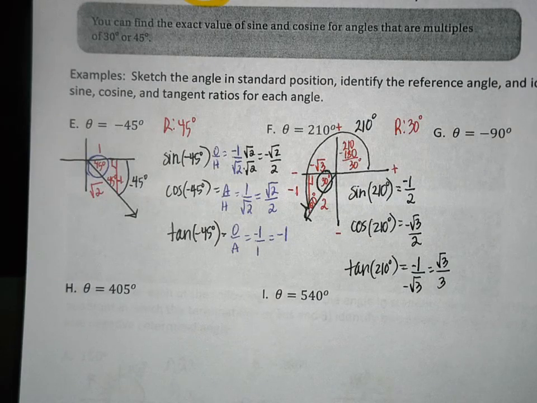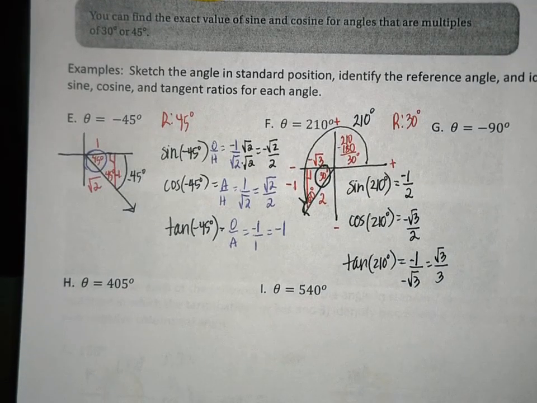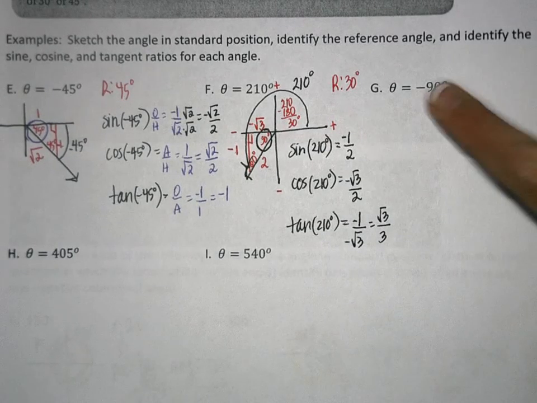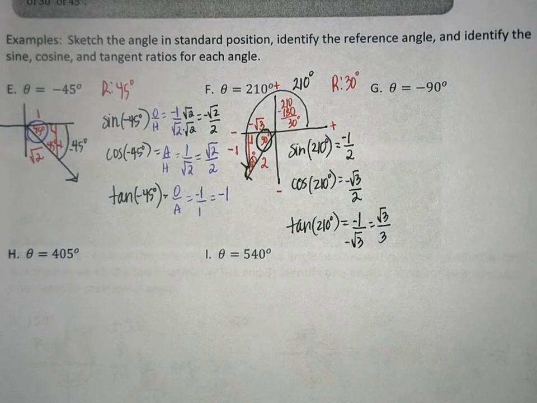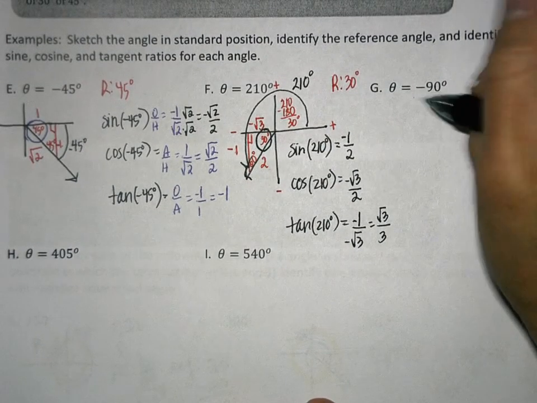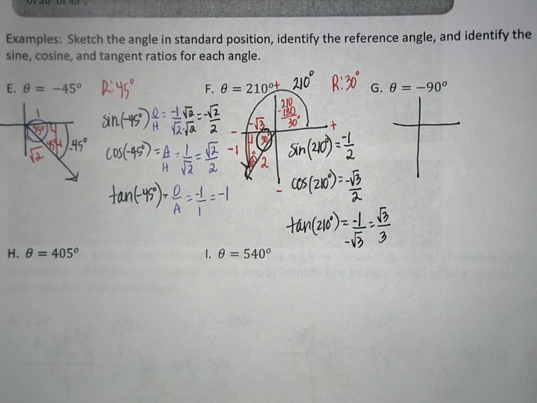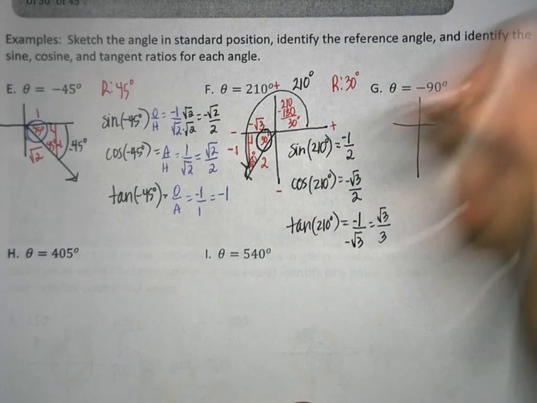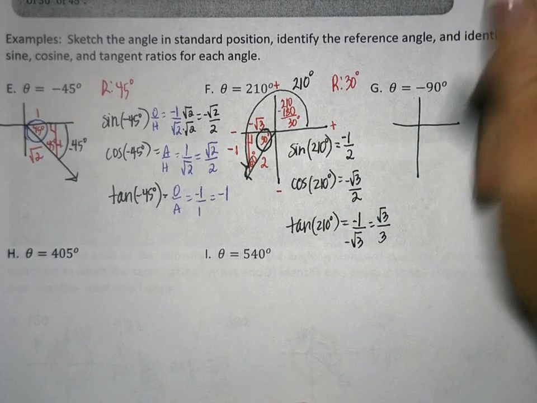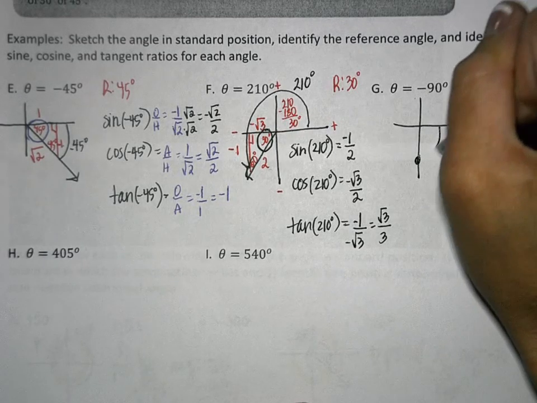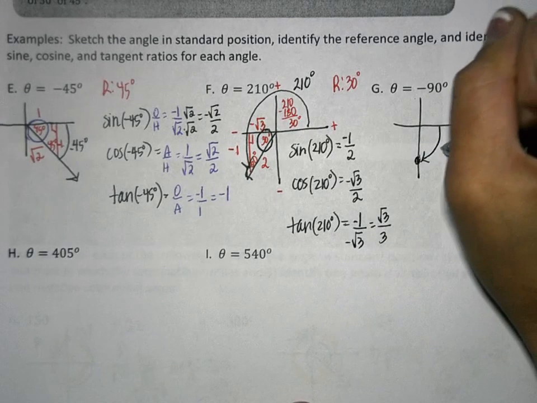Okay, questions? All right. Letter G. We're going to draw our coordinate plane there again. And where is negative 90 degrees going to go? It's in between quadrant 3 and quadrant 4, correct? So I'm going to just put a point there for myself, and I'm going to draw my angle, and that's negative 90 degrees.